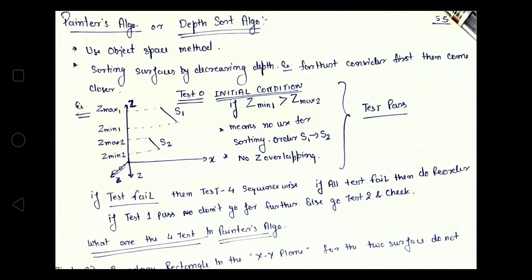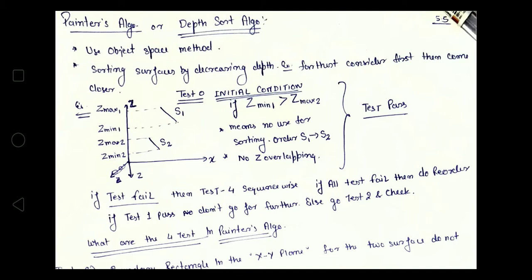Dear students, this topic is Painter's algorithm or depth sort algorithm. This algorithm is used for eliminating or detecting hidden surfaces. This algorithm uses an object space method that sorts surfaces by decreasing depth. For example, whichever surface is farthest will be considered first, then we come onwards.